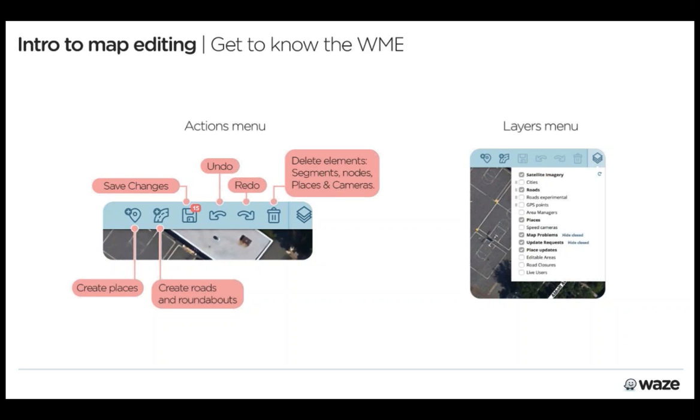The layers menu. So the Waze map is made up of lots of different layers with super detailed information. You can look at satellite imagery, you can look at roads, you can see the different community area managers in your area, and we'll show you that a little bit later on. So that's a really helpful tool, to find that layers menu in the WME.